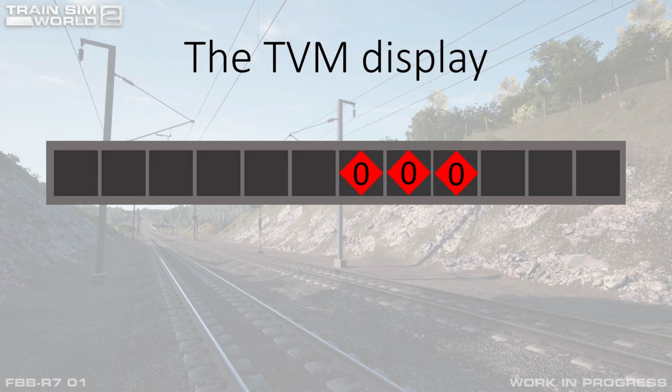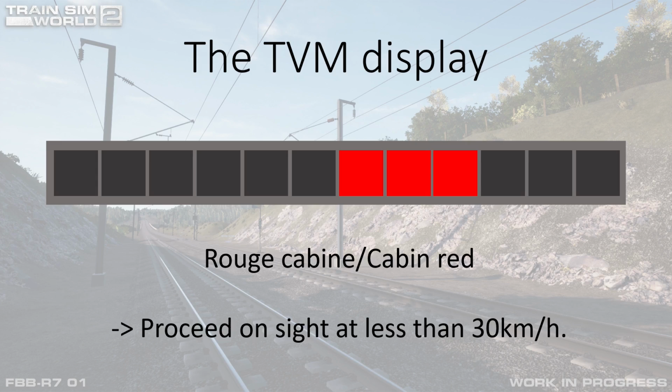Now the last main aspect that we have to review is if you have only red squares. This is called rouge cabine, or cabine red. Whenever you see this aspect on the TVM display, then it is the order to proceed on site at no more than 30 km per hour.